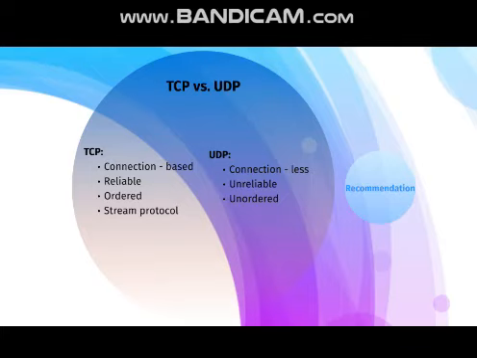TCP stands for Transmission Control Protocol. It is connection-based, which means a connection between two machines is created before exchanging data. The connection is reliable and ordered. All data is guaranteed to arrive at the other machine and in the order you wrote it. TCP is a stream protocol, so it will automatically split your data into packets and send them over the network for you. UDP stands for User Datagram Protocol.